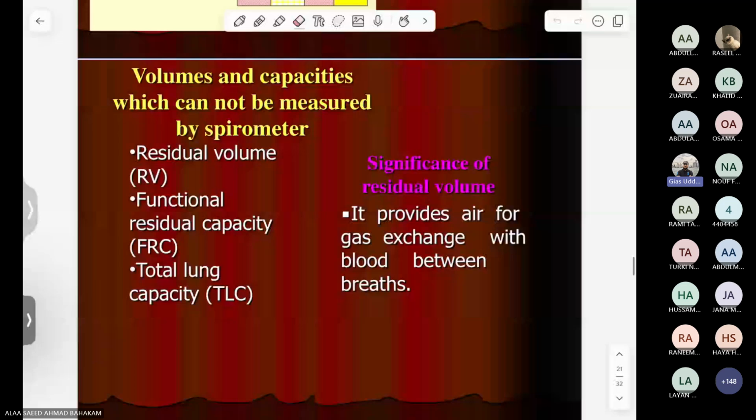So what is residual volume and what is its significance? Residual volume remains in the lung all the time, and it is about 1200 milliliters of air. Why do we need this? Why do we need the residual volume?